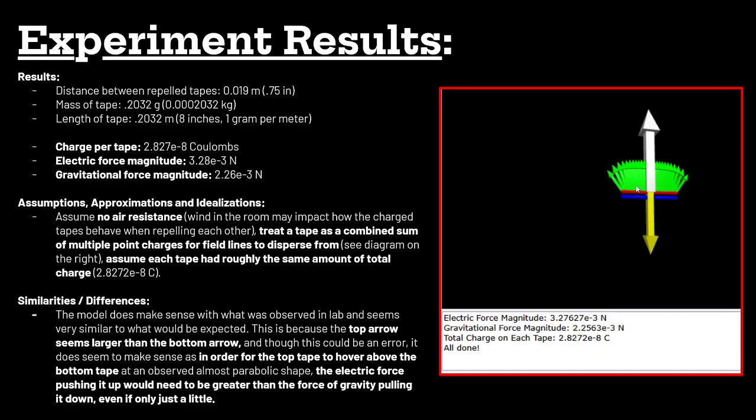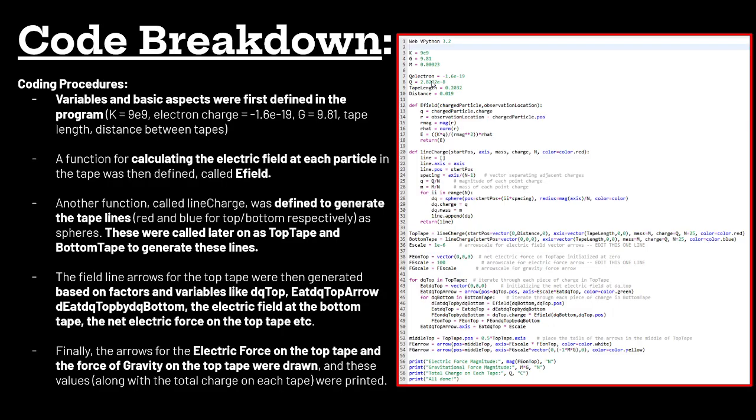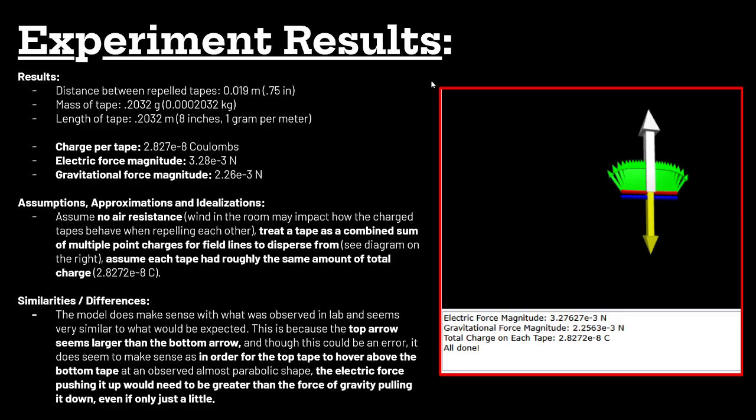As you can see here, this is what the arrows looked like. The green arrows are right here from the field lines, and this is the electric force arrow, this is gravitational force. You can see that the distance between the tapes, mass of the tape, length of the tape, these are all things that we had in the code right here. The charge per tape was 2.87 e negative 8 coulombs.